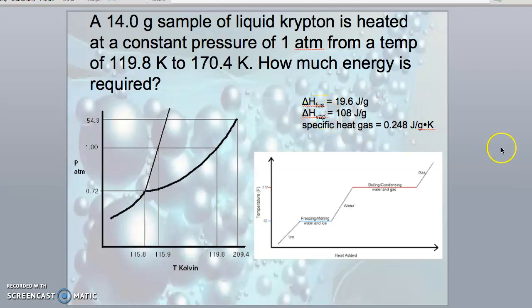So you're going to do 2 calculations here, and you should try this on your own. I did it quickly, and I went to 3 sig figs and got 1690 joules is the answer I got. And you should be able to do that. It's going to be 2 calculations. First, you're going to calculate the amount of energy for the phase change, and that's going to be Q equals mass times the delta H of vaporization. Then you will use Q equals mc delta T to find the amount of energy it took to raise the temperature of the gas from 119.8 to 170.4.